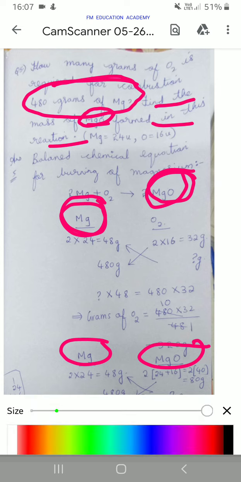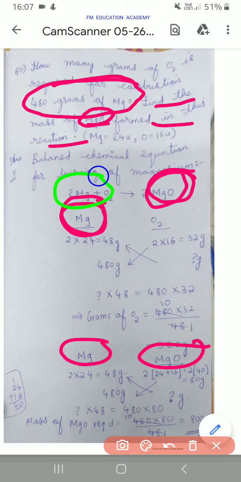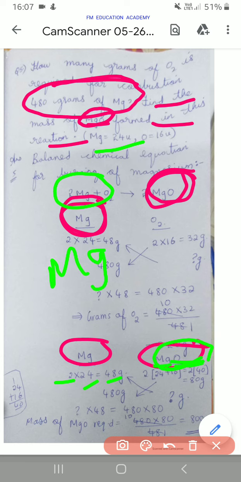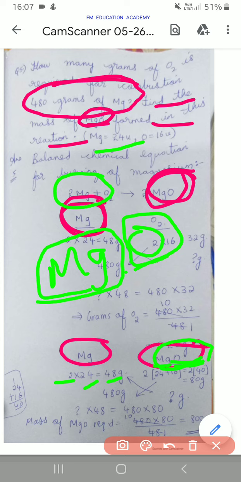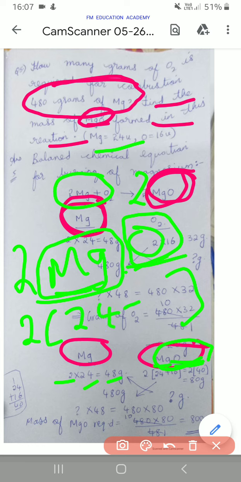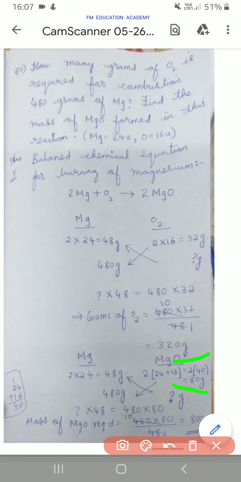Then what to do next? For magnesium, it is given 2 Mg, right? So 2 into 24 is nothing but 48 grams. You should write magnesium oxide, means magnesium oxide contains both magnesium and oxygen. Whenever it says MgO like this, add the atomic mass of magnesium plus atomic mass of oxygen. And since it's 2 here, multiply this 2 with the atomic mass of magnesium and oxygen. So 24 plus 16 is 40. So 2 into 40 you should do. What is 2 into 40? You will get 80. So this is how you got 80 here according to the balanced equation of magnesium oxide.